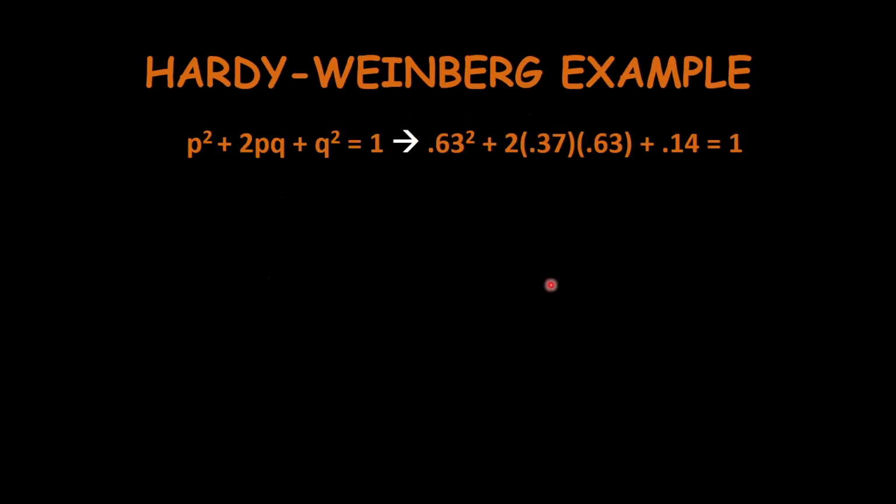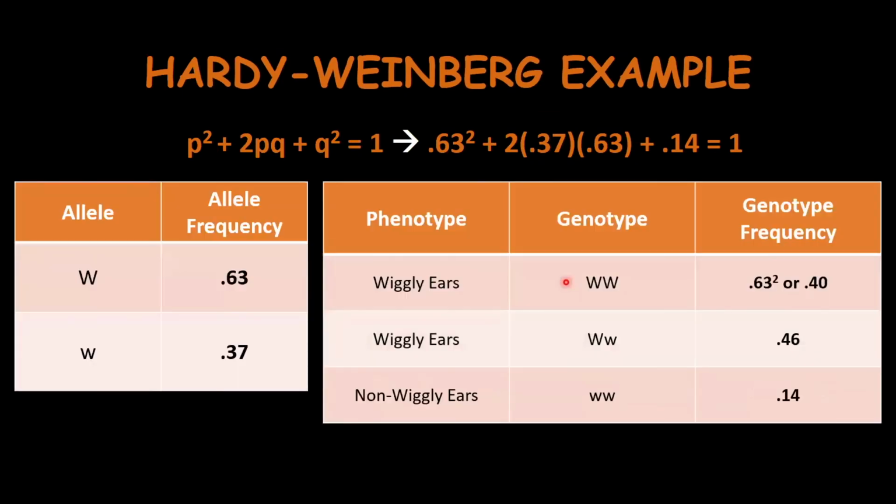So here's the equation again at the top. And then here are 2 tables that we can construct to make sure we have all of our information that we need from this equation. And so as we mentioned, our P and our Q respectively. So 0.63 is our P, 0.37 would be our Q. And then in this chart, this is our genotype frequency.